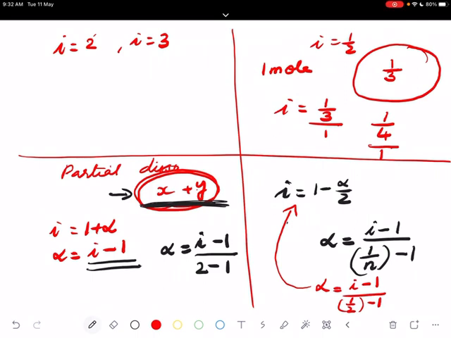So, in the case of partial dissociation, you can use the equation alpha is equal to I minus 1 upon n minus 1. For partial association, alpha you can calculate from this equation. Okay, we'll be doing the numericals in the next class.